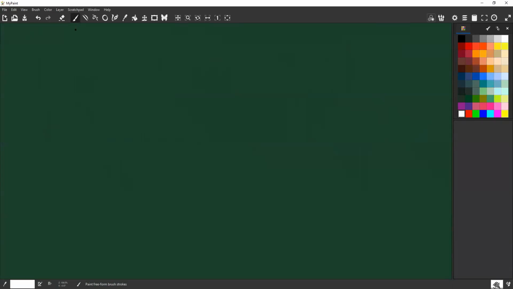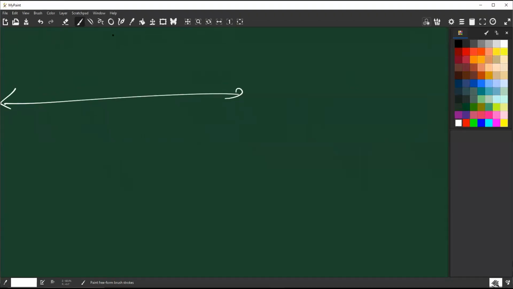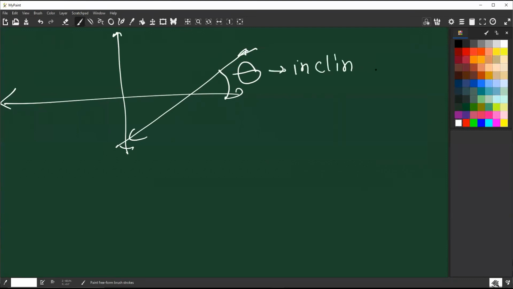Now the next point is, if I take a straight line whose inclination is theta. Now what is an inclination? It is the angle made by the line with the positive direction of x-axis. Then theta is called the inclination of the line. Tan theta gives you the slope of the line.